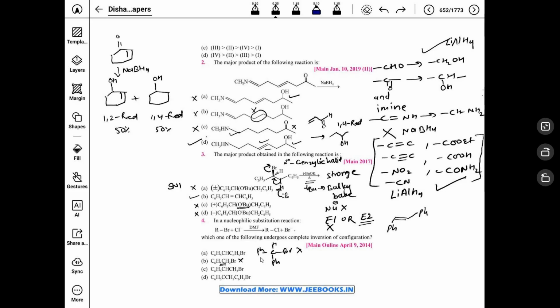Now option C. In option C, the carbon is attached to hydrogen, methyl, bromo, and phenyl. Yes, here we can talk about inversion of configuration. Let's check option D. In this case, the carbon has one phenyl and methyl, then bromo, and then again phenyl. So again this is not possible because it has two same groups, so this is not chiral. The only chiral compound is C, so inversion is possible only in C. The correct answer is C.